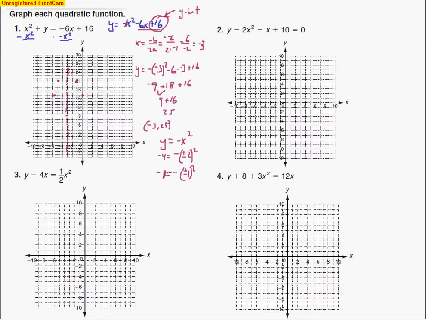So it gives us just a better understanding of the graph. But again, once you find that vertex, the y-intercept can pretty much give you a good understanding about what that graph ends up looking like.